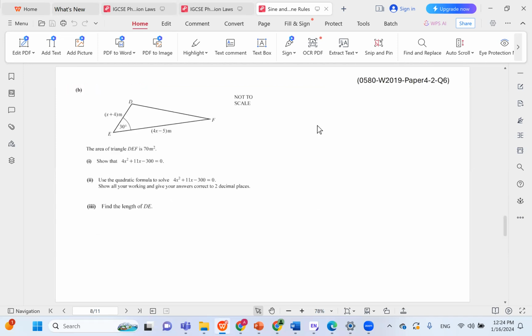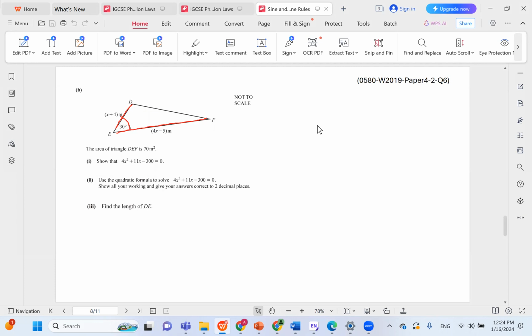Now, in this video, we shall begin to solve a little more advanced problems, like the one that we can see in front of us right now. So let's proceed. The area of triangle DEF is 70. Show that 4x squared plus 11x minus 300 equals 0. So the only difference between this and previous problems is just a little more algebra, pretty much. So the idea is that we have two sides here. We have the included angle between them.